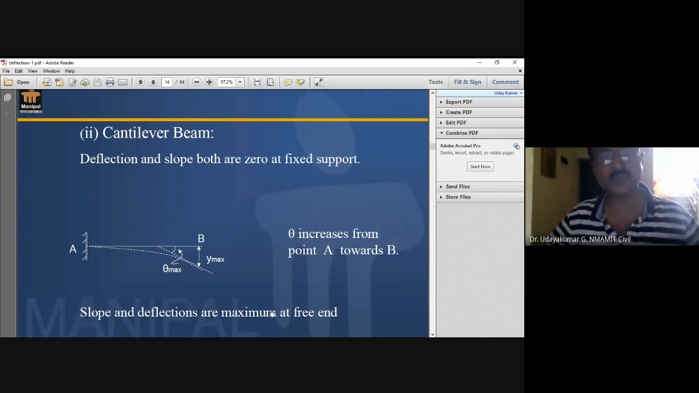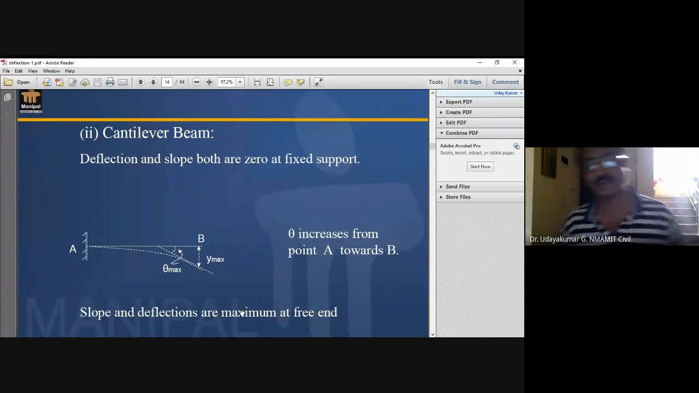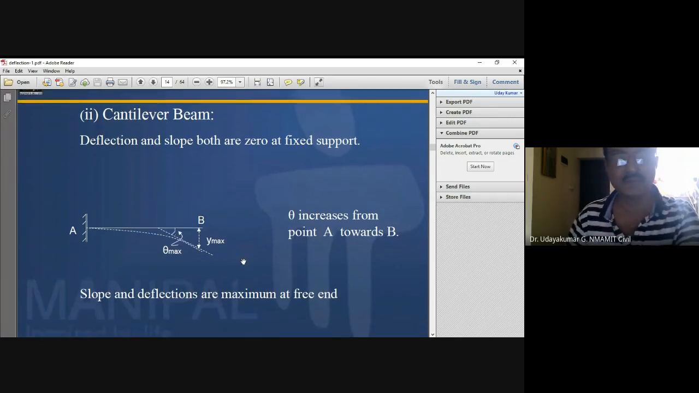So you have seen now for the cantilever beam and the simply supported beam what the end conditions are. In the case of a cantilever beam, slope and deflection are maximum at the free end and 0 at the fixed end. Whereas in the case of a simply supported beam, slope is maximum at the supports and deflections are 0 at the supports. So these are the conditions to determine C1 and C2.